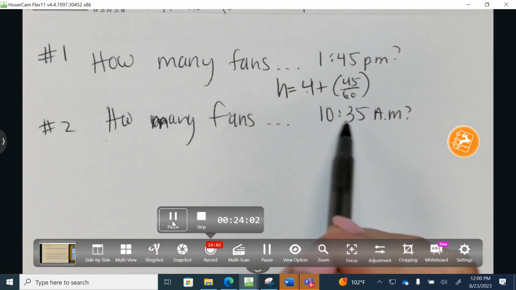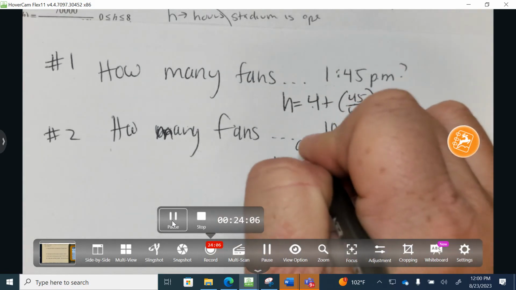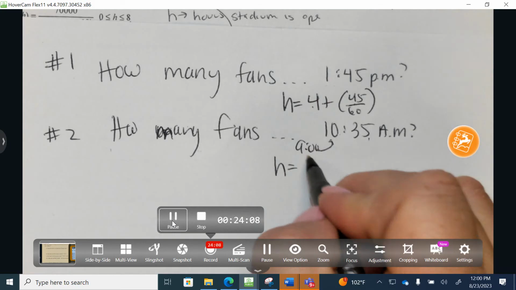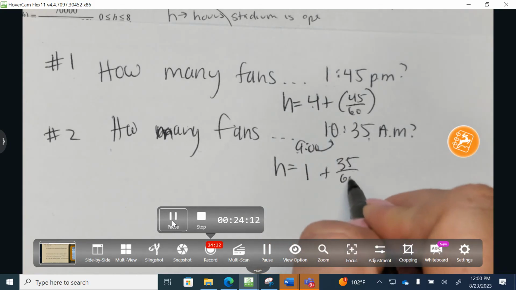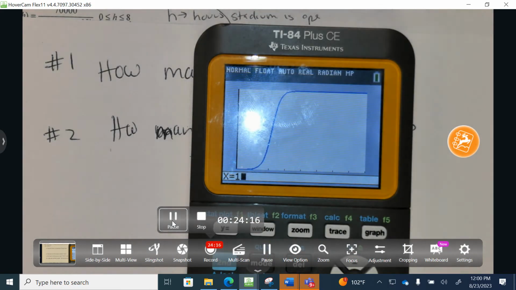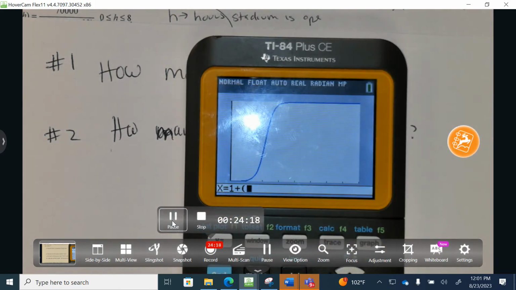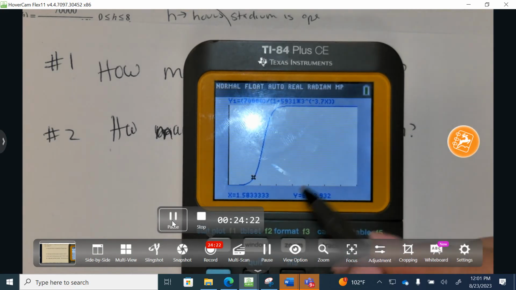How many fans will be there at 10:35? Again, from 9 o'clock to 10:35 is 1 hour, plus we have these additional minutes over 60. Second trace, value, I have 1 plus 35 divided by 60. And if I'm going to round here to the nearest whole number, I'd have 6,660.